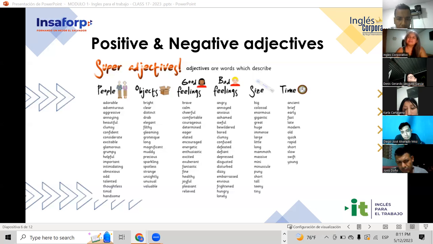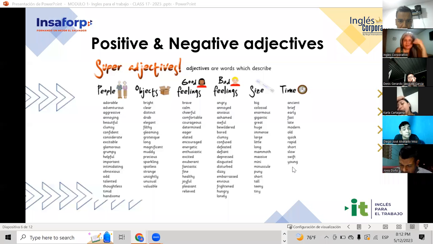Quick. Muy rápido. Rápido. Rapid. Rápido. Short. Corto. Slow. Lento. Swift. This is also short time, okay? Muy rápido, okay? And young. That is? Joven. Okay, very good.